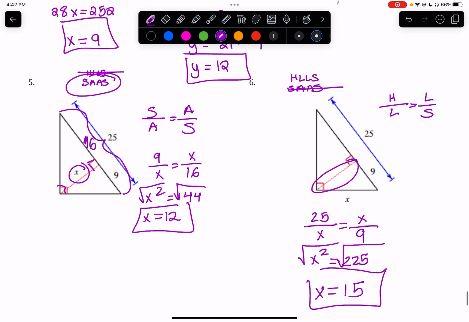So again, as soon as you see two right angles in a triangle, write down these two things. Figure out if you're given the altitude, you're setting up this proportion. If not, you're setting up this proportion.